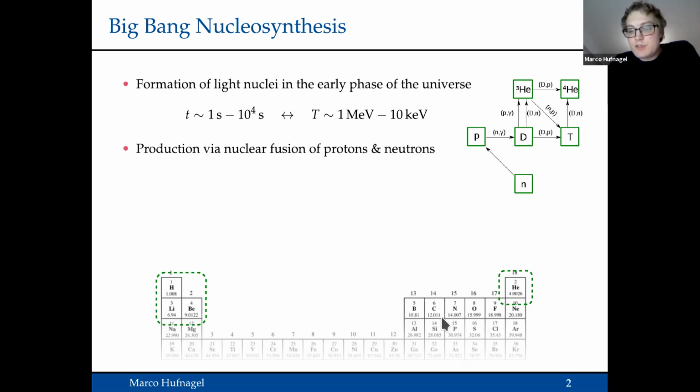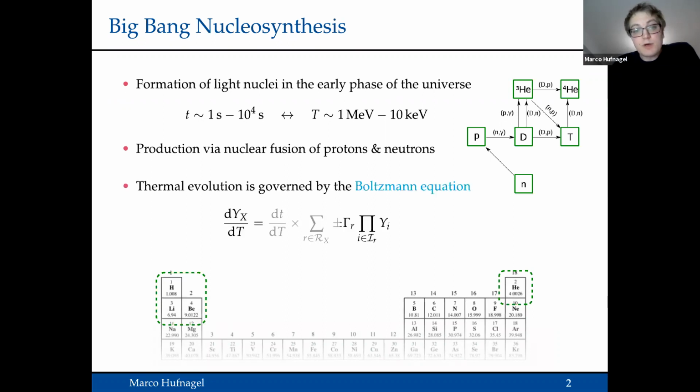To be fair, there are actually also some heavier elements created like nitrogen or oxygen. However, if you compare their abundance during BBN with what's later produced in stellar nucleosynthesis in stars, then it's essentially negligible. So the elements that I marked here are really those that are primarily produced during Big Bang nucleosynthesis.